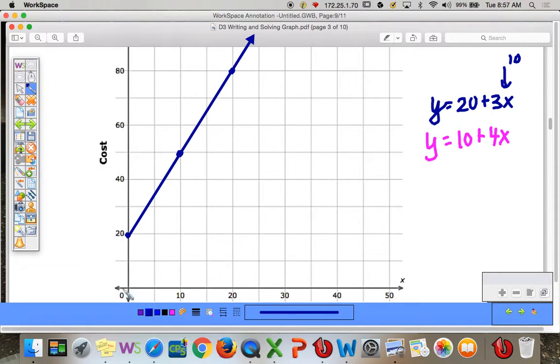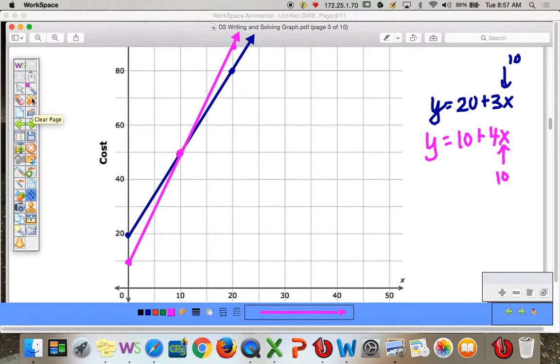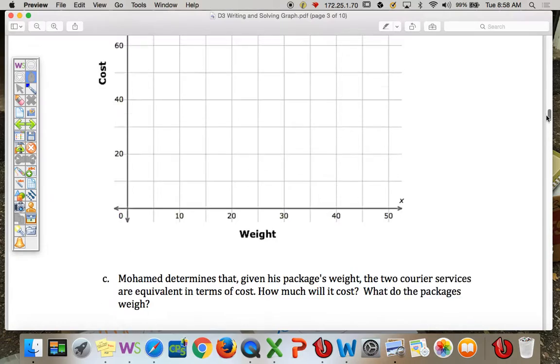Okay, then the other one starts at $10. And again, let's go up by every 10. So I'm going to plug in 10 right here. 4 times 10 is 40, 40 plus 10 is 50. So this one would be the same at 50. So this goes up 1, 2, 3, 4 over 2. So here's the other dot. Okay, so we can see where they cross here. They both cost $50 when they weigh 10 pounds. So let's write that down.